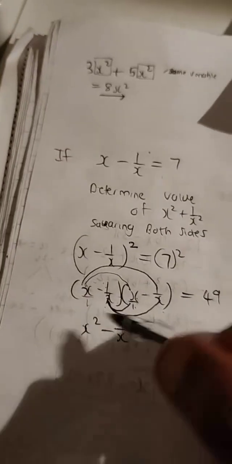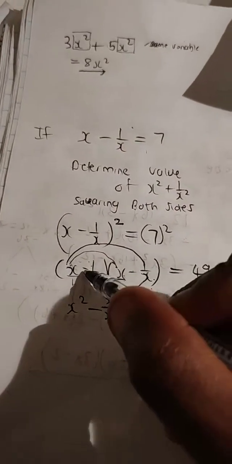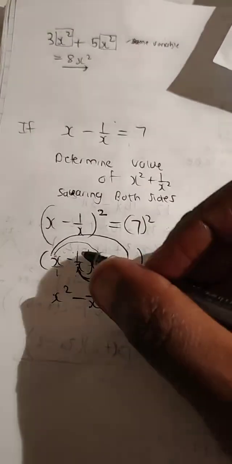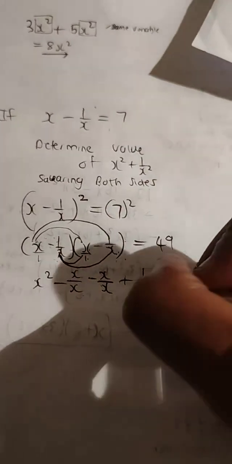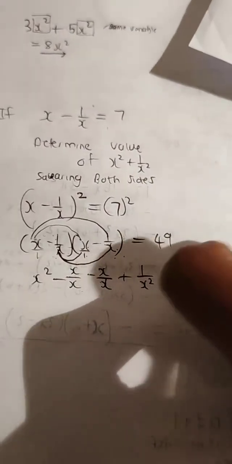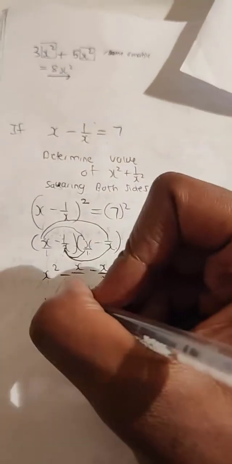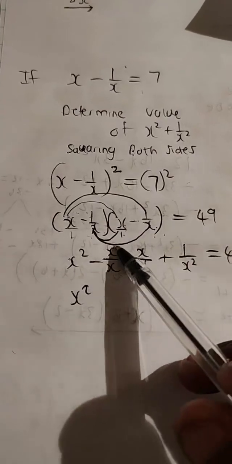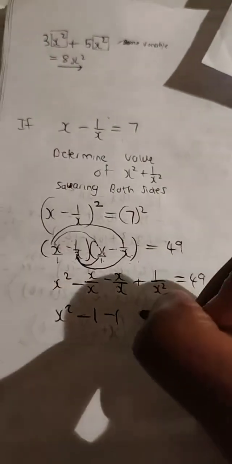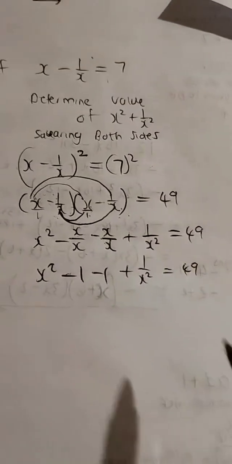Then we take this 1 over x times negative 1 over x. Negative times a negative is a positive. 1 times 1 is 1. And then this x and this x are both in the denominator. X times x is x squared, which is equal to 49. Okay, so far so good. Hope we are good. Now, what's a negative x divided by x? Something divided by itself gives us negative 1. Likewise here we get another negative 1 plus 1 over x squared is equal to 49.